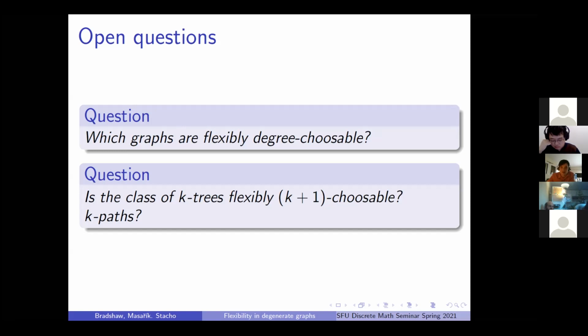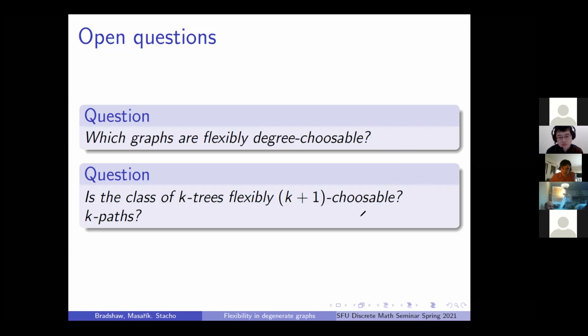Also, the diamond graph, that is the K4 minus 1 edge, is degree choosable by Erlich, Rubin, Taylor, but it is not flexibly degree choosable. So any answer to this question that gives a nice characterization would probably look a lot different from Erlich, Rubin, Taylor. All right, the other question that we asked is, are K trees flexibly K plus 1 choosable?